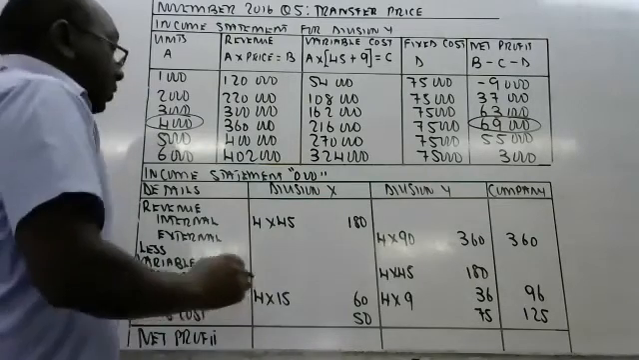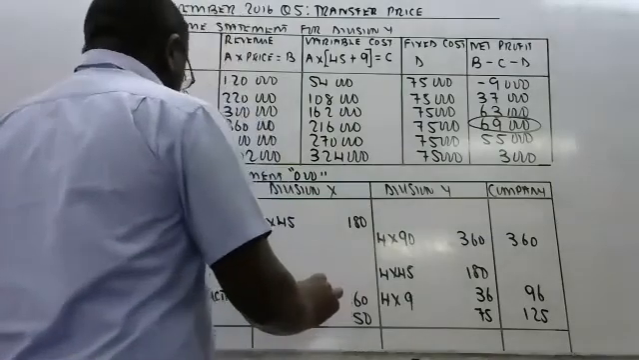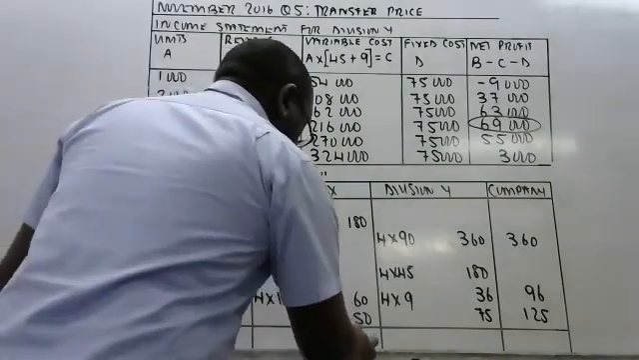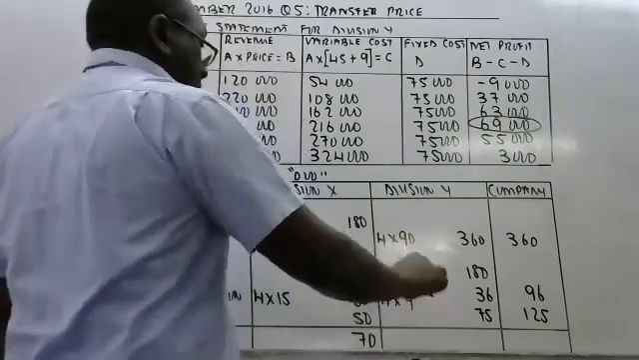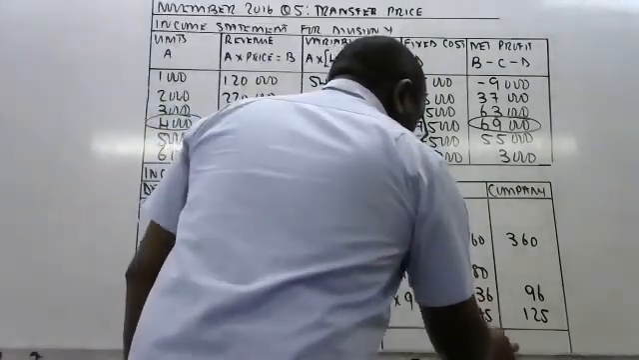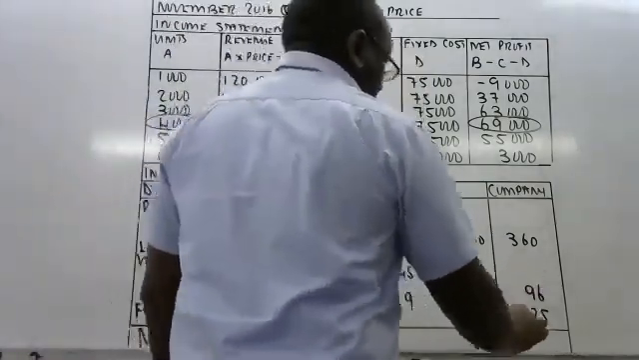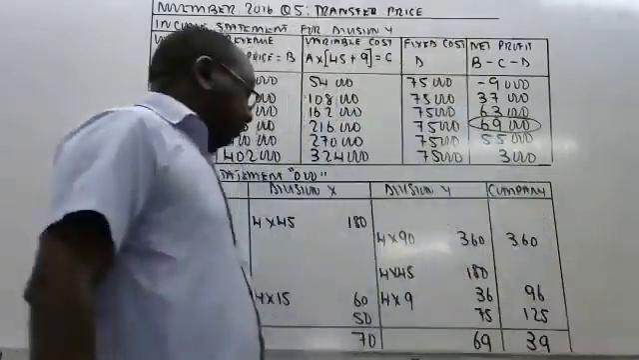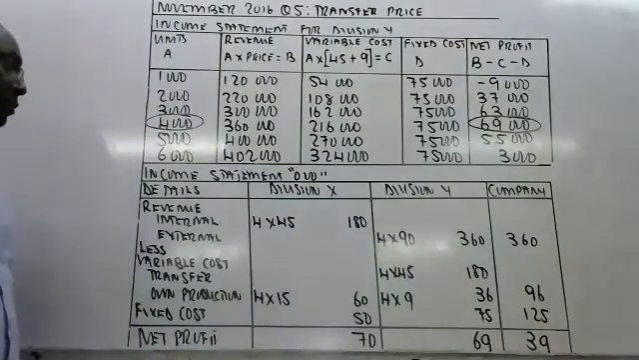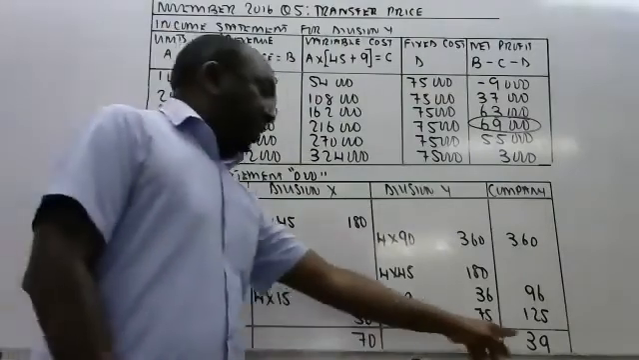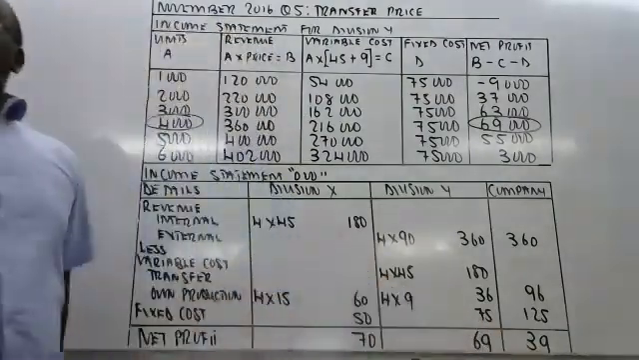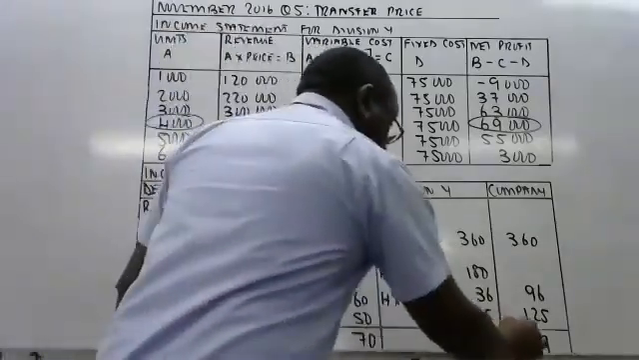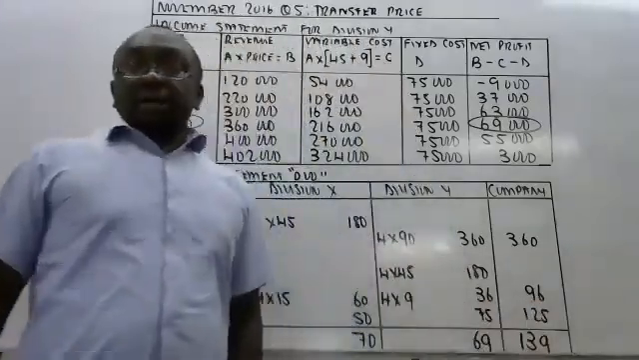This one is what? 70. And this one? 39. We must always agree. When you add this to this, we must always agree. 139.